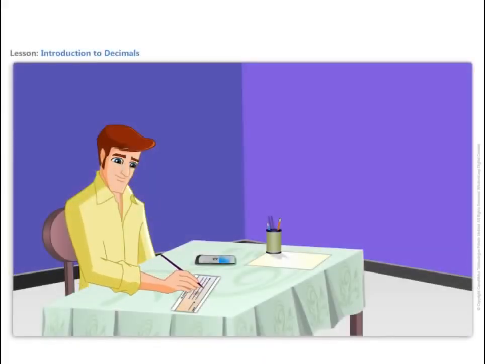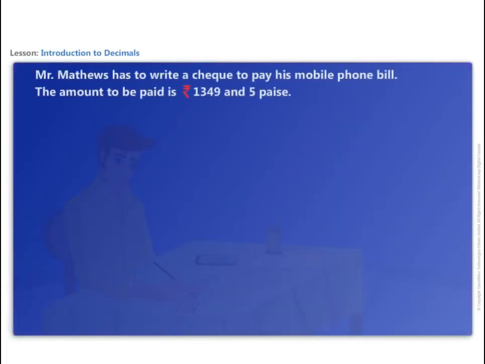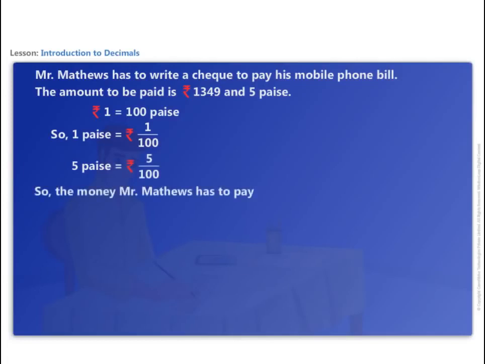Mr. Matthews has to write a check to pay his mobile phone bill. The amount to be paid is Rs 1,349 and 5 paise. How would Mr. Matthews write this amount in rupees? 1 rupee is equal to 100 paise, which means 1 paisa is equal to 1 by 100 rupee, which means 5 paise is 5 by 100 rupee. So, the money Mr. Matthews has to pay is 1,349 plus 5 by 100. How can we write it using a decimal point?